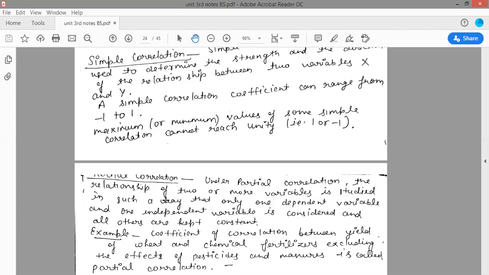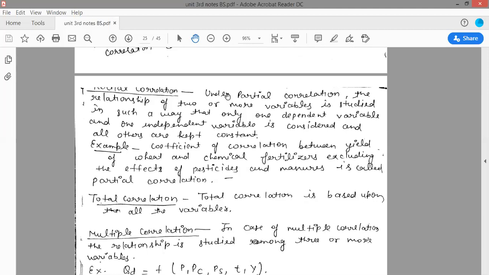Next one is your partial correlation. Under partial correlation, the relationship of two or more variables is studied in such a way that only one dependent and one independent variable is considered and all the others are kept constant. So basically in partial correlation, the variable for which we are finding the value will be considered, and all the other variables will be treated like a constant. So this is the definition of partial correlation.